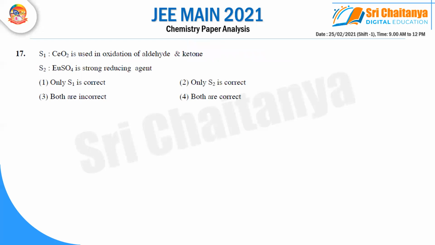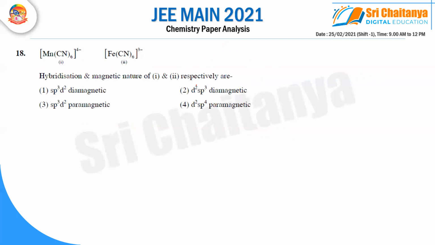Statement number one says cerium dioxide is used in the oxidation of aldehyde and ketone. Yes, it is a selective catalytic oxidizing agent, and at the same time EuSO4 is also a strong reducing agent, because you have to know about the data that Eu+2, and if you compare Eu+3, the stability of Eu+3 is higher. So it will have a tendency to jump into the +3 state, thereby reducing the other one. So both the statements here are correct. So option 4 is more appropriate.